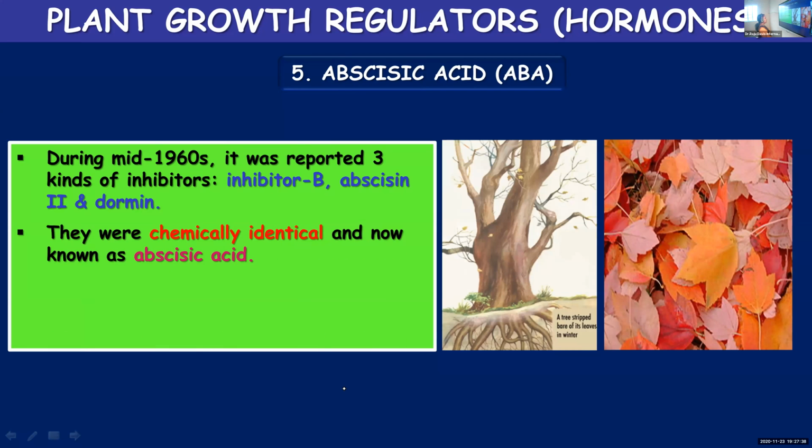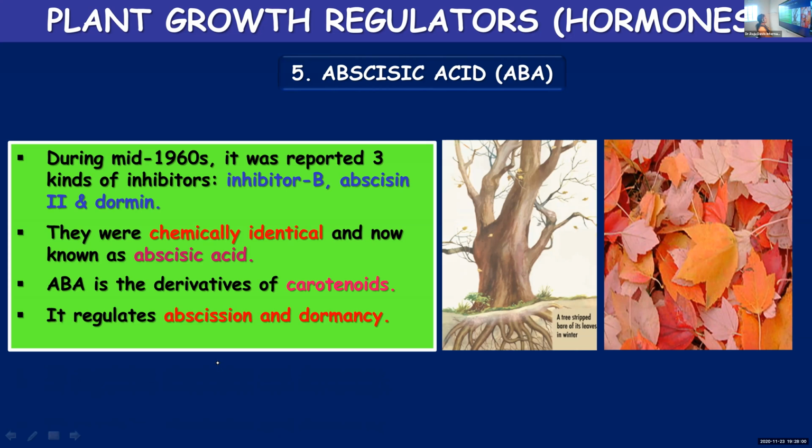These are growth inhibitors. Three are there. Three of them were identified in the 1960s: inhibitor B, abscissin II, and dormin. They are chemically similar. Now we call them abscisic acid. It is derived from carotenoids and mainly regulates abscission and dormancy.